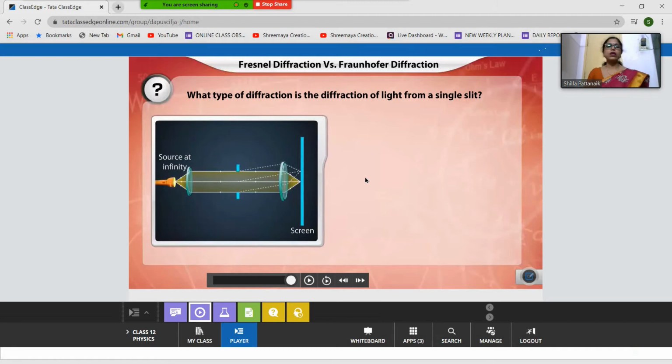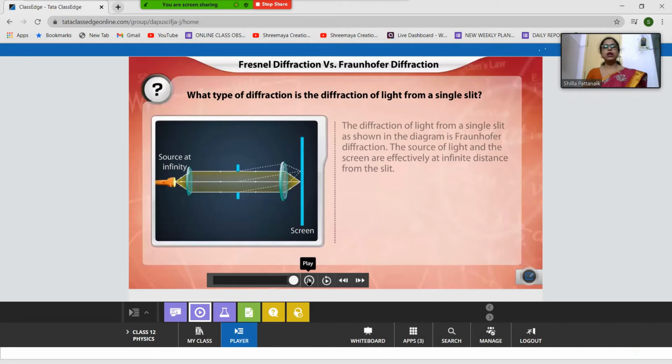Okay, Nirlipta, what type of diffraction is here? Fraunhofer. Why? Because you can see here parallel rays of light are coming and plane wavefront. Parallel rays of light means plane wavefront. Already you know this in the last part of this chapter. So diffraction of light from a single slit shown here is Fraunhofer diffraction. The source of light and the screen are effectively at infinite distance from the slit because of this convex lens.